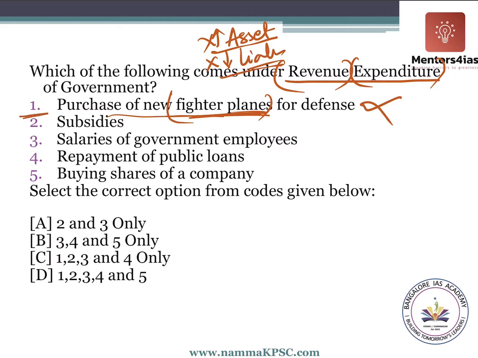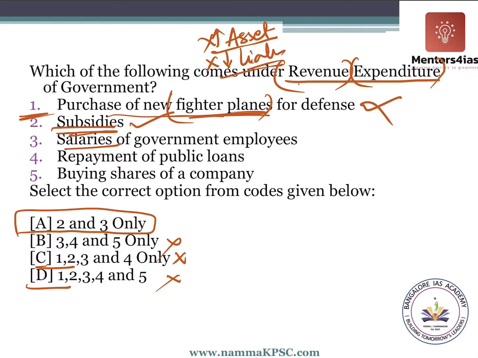Now this is wrong. So you can rule out these two options because of the next, subsidies. Subsidy is not creating any asset or liability. So it is a revenue expenditure. So which one can you rule out? You can rule out this. So you already got your answer, that is option A. Anyways, we will discuss the other statements also.